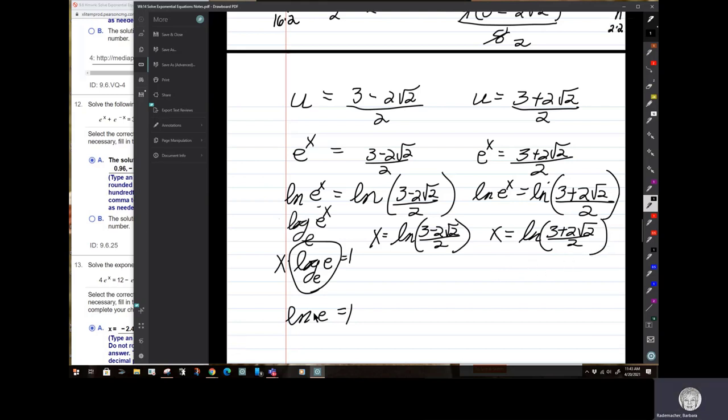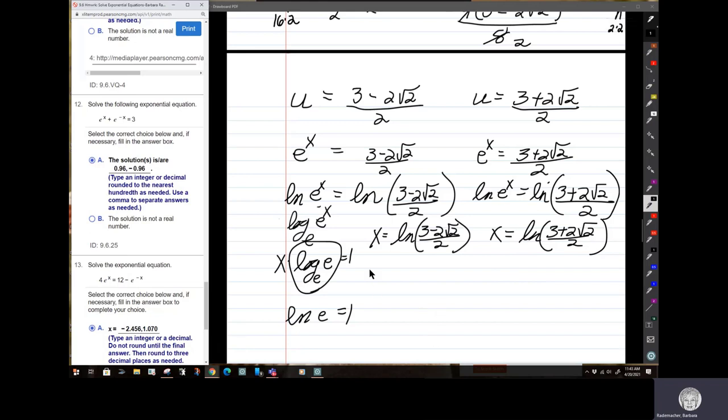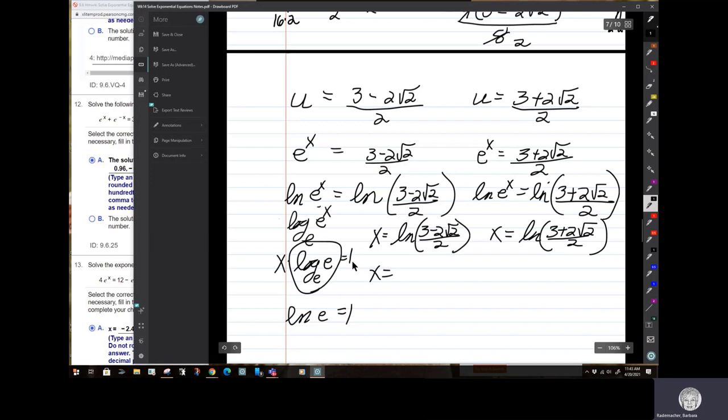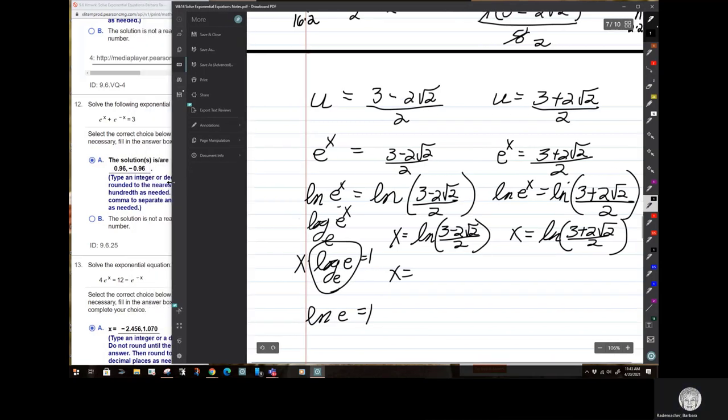And then you use your calculator, and what you get is x equals negative 2.456, and x equals 1.070. Even though these look like they would be exactly opposite, sometimes it just doesn't work out that way. And so, ladies and gentlemen, this has been solving exponential equations.